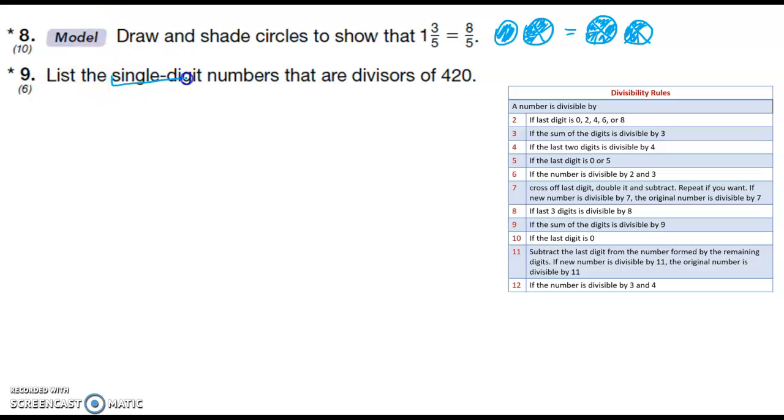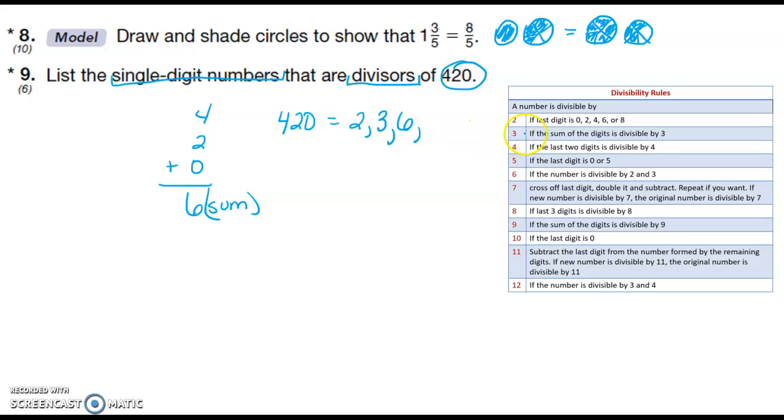Number 9, single digit numbers that are divisors of 420. And I went ahead and dropped the divisibility rules here. The chart is in your book. I don't remember what page it's on, but let's see what we can find out. So 420, if the last digit is 0, it's divisible by 2. The sum is going to be 6. This is the sum, so it's divisible by 3. If it's divisible by 2 and 3, it's divisible by 6. If the last 2 digits are divisible by 4, the last 2 digits are 20, that is divisible by 4. Ends in a 0, divisible by 5.